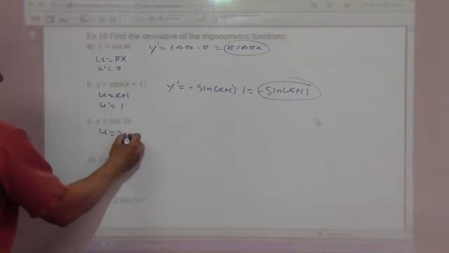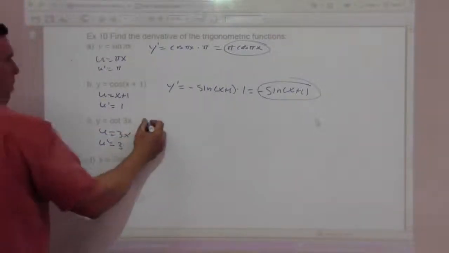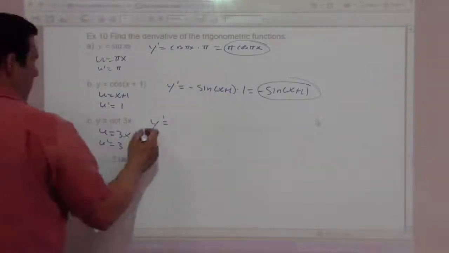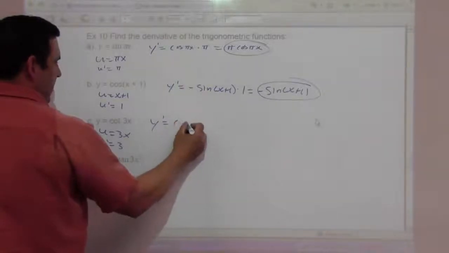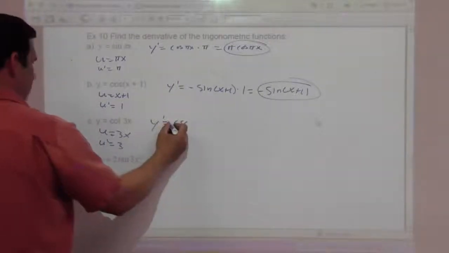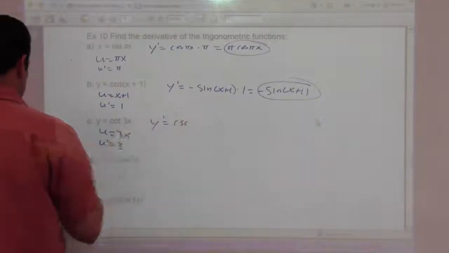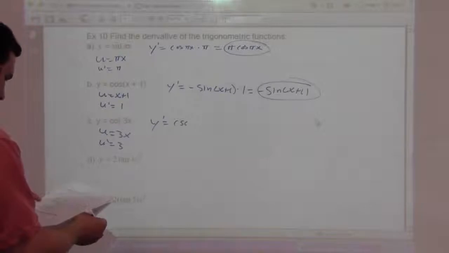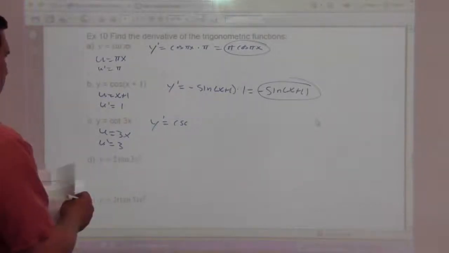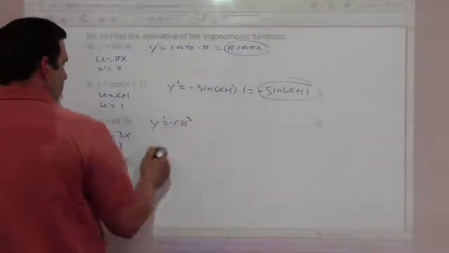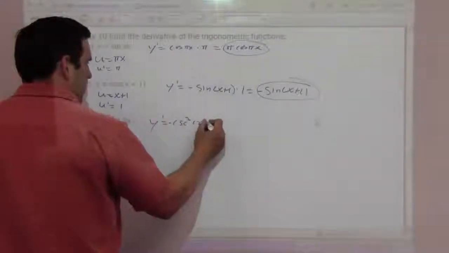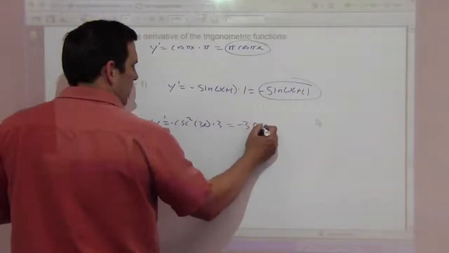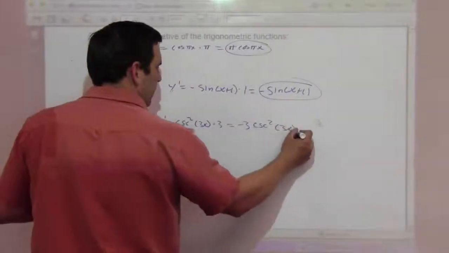In C, u is 3x, so u prime would be 3. Y prime would be, and what's our derivative of cotangent? Isn't that going to be cosecant? I think there's a negative there, isn't there? Cosecant, double check that. Yeah, it'd be negative cosecant squared of 3x times 3. So we're looking at negative 3 cosecant squared of 3x.